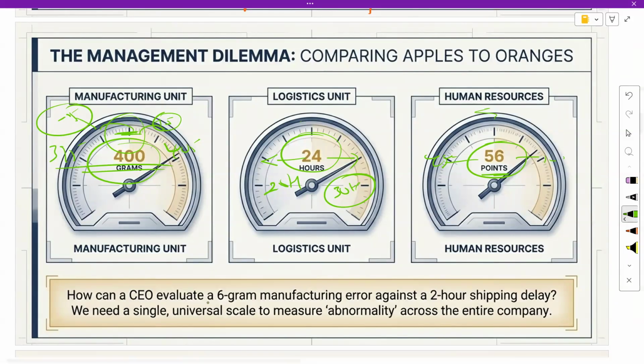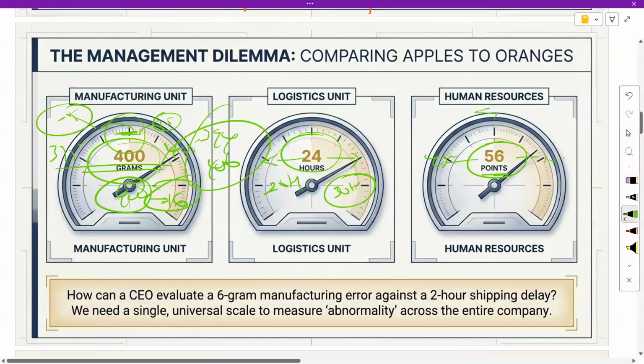How can a CEO evaluate a 6-gram manufacturing error? Here, they are producing a 400-gram packet, and the management wants to find the chance of getting a 6-gram plus or minus error. What's the probability between 406 and 394? And a 2-hour shipping delay: delivery is normally 24 hours, it may be 26. What is the probability of getting a 2-hour delay? We need a single universal scale to measure abnormality across the entire company.